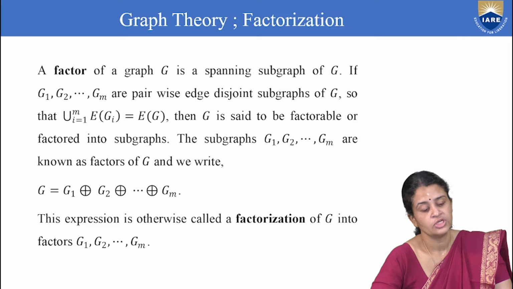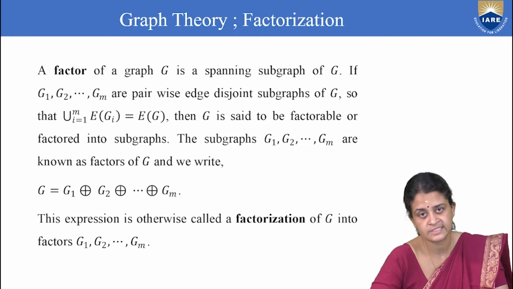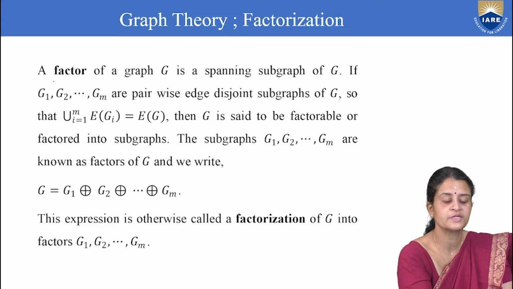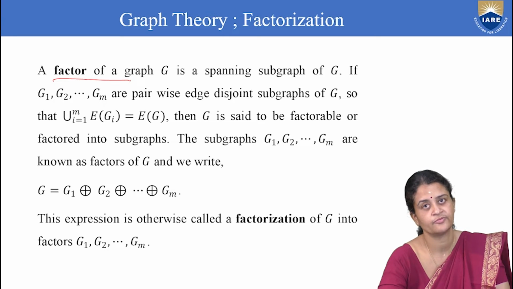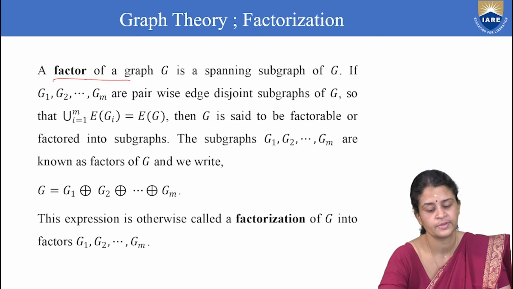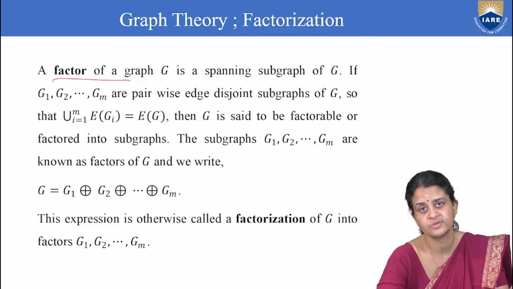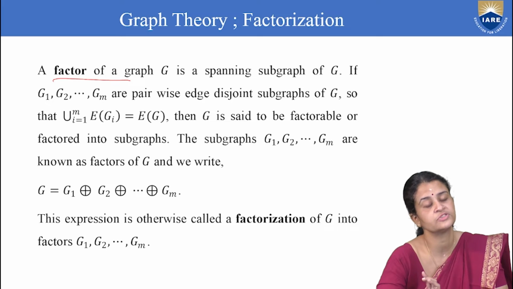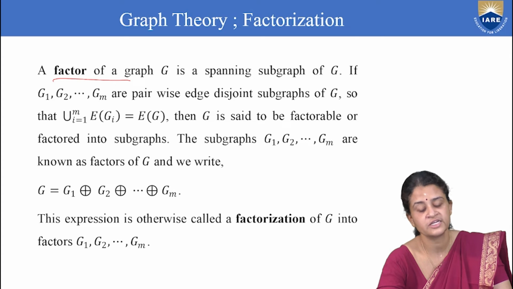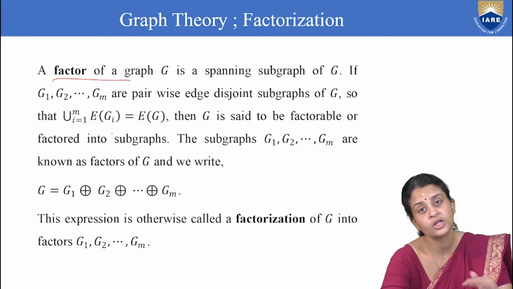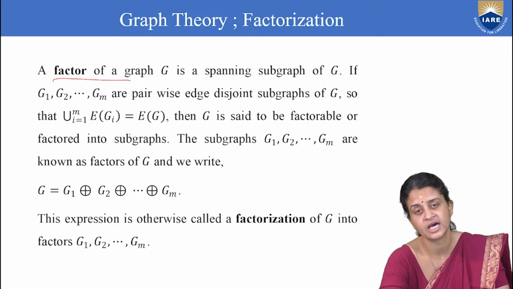Now we will see the formal definition of what is a factor of a graph and what is factorization of a graph. A factor of a graph G means a spanning subgraph of G. If G1, G2, etc., Gm are pairwise edge disjoint subgraphs of G, that means no two have the same edges, such that the union over i equal to 1 to m of E(Gi) equals E(G), then G is said to be factorable or factorized into subgraphs.